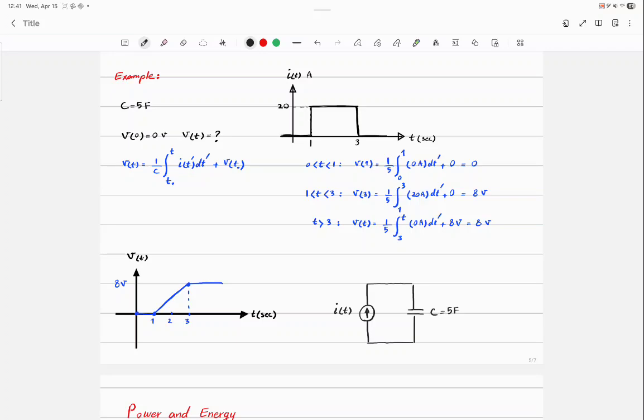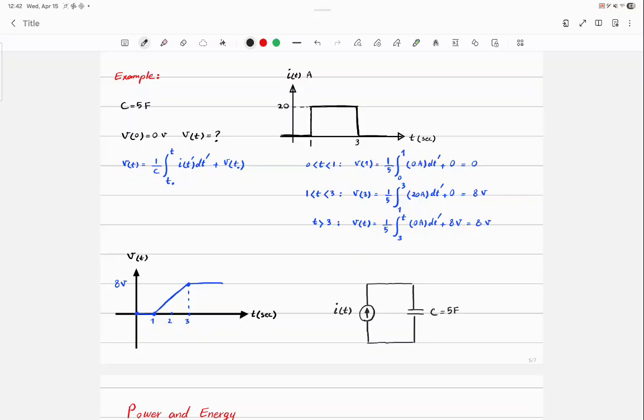Until 1 second, everything is 0, and the capacitor, nothing in the circuit. Now, at 1 second, current jumps to 20 amps. Okay? There's no problem with that. And then it goes for 2 seconds and then jumps back down to 0. Okay?